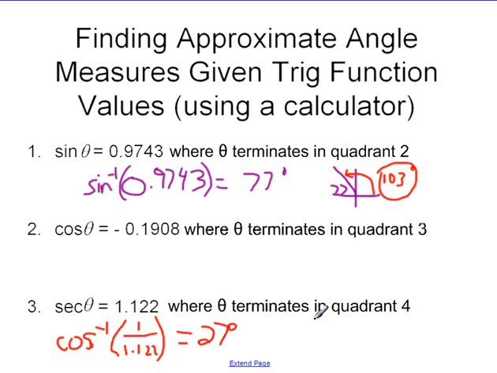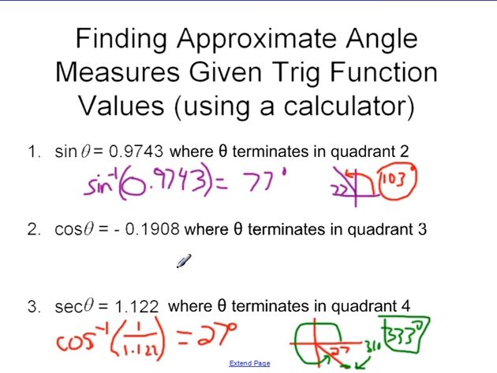Now we want it in quadrant 4. So this is 27, which means our actual answer, which is theta, starts at the initial side or 0 and goes all the way around. That would be 360 minus 27, which is 333. So remember, this is 360. We want to go back 27 degrees to get us there. Hope this makes sense. Like I said, we'll go over more of these in detail in class.